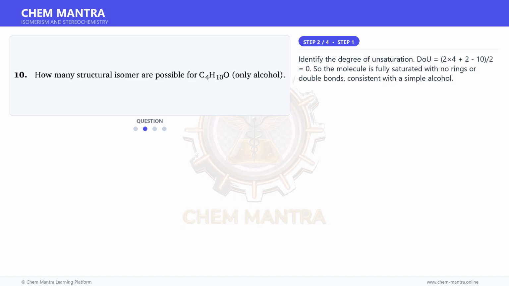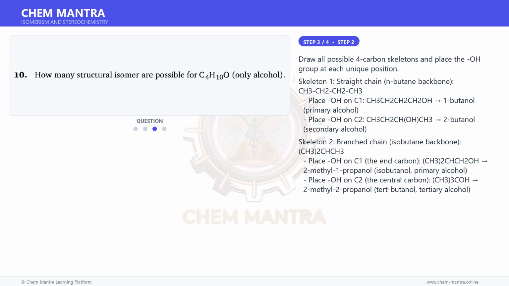Identify the degree of unsaturation. DU is equal to (2 times 4 plus 2 minus 10) over 2, which is equal to 0. So the molecule is fully saturated with no rings or double bonds, consistent with a simple alcohol. Moving on to the next step.